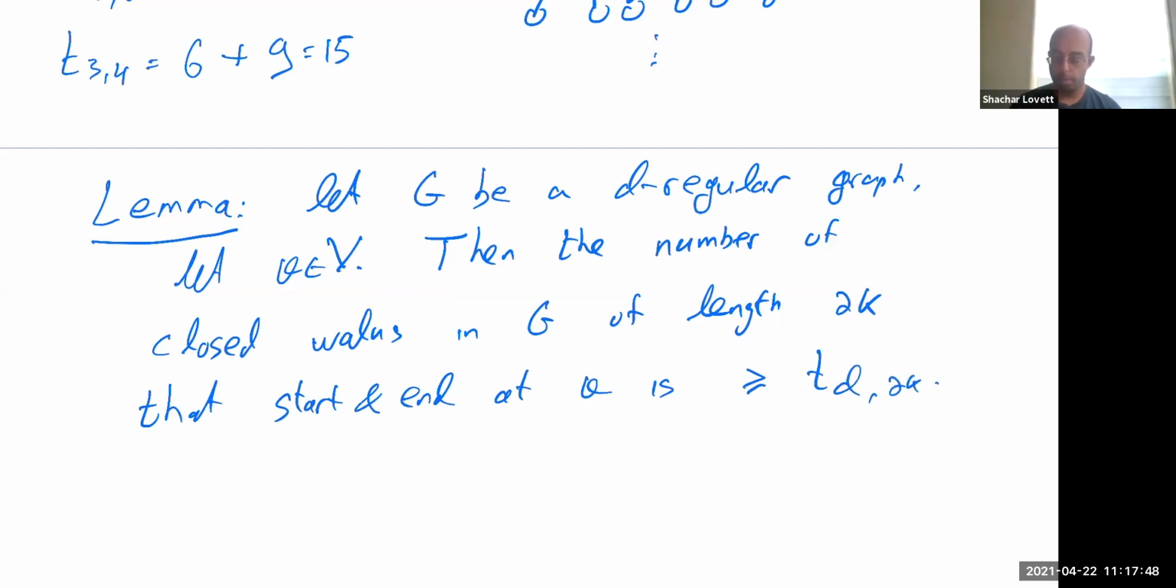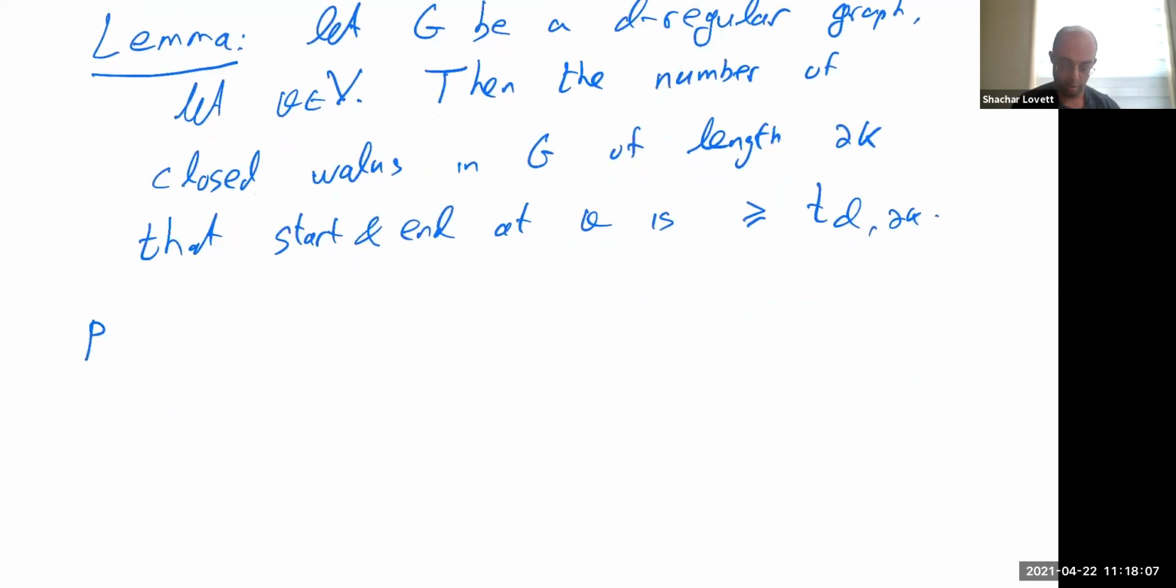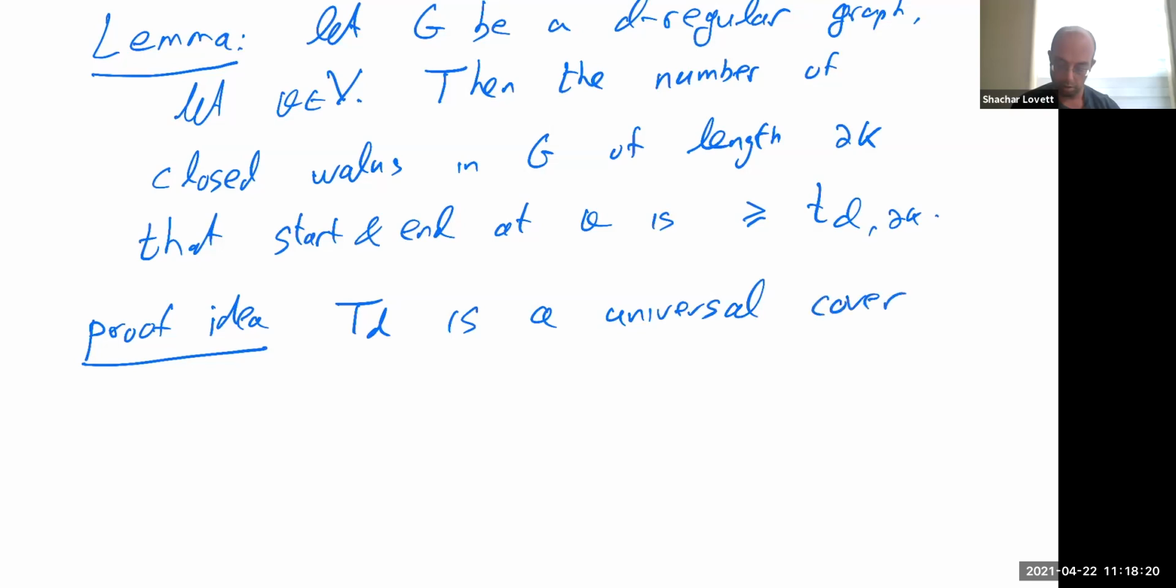Okay, so basically you must have at least this number. And what's the proof? I'm going to show you the proof sketch here, and one of your questions in homework 2 is to give a detailed proof of this lemma. So what's the proof sketch? I'm going to show you the idea. The general idea is that T_D is what's called a universal cover for G.